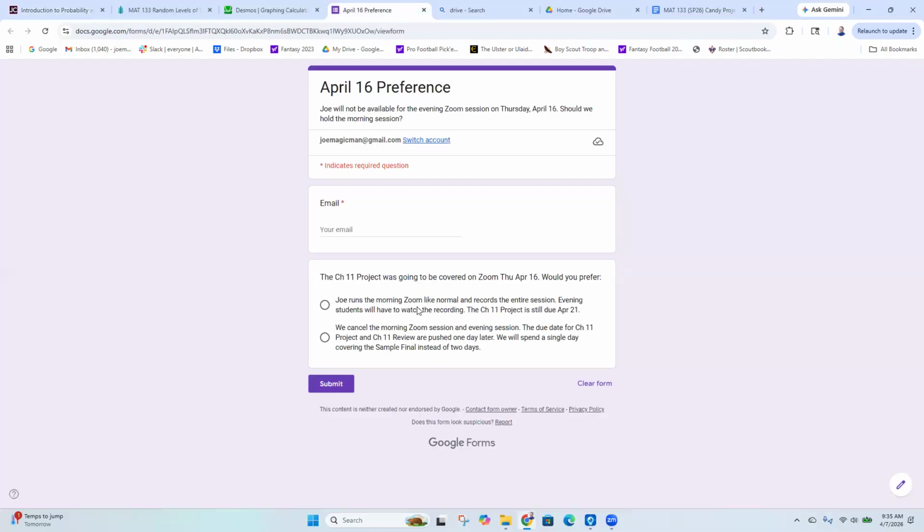We can either keep all the due dates the same and just cancel the evening class, or we could cancel both classes and push all the due dates back a day. Please go and submit your preference on which one you want to do. Should we hold a class on the morning of Thursday, April 16th or not? You are the people in the morning, so your preference definitely matters, since it's your class that we're talking about canceling. But I will be checking with the evening students as well.